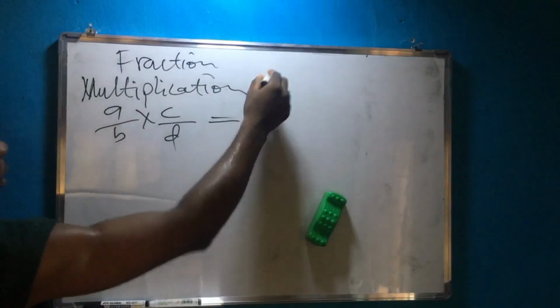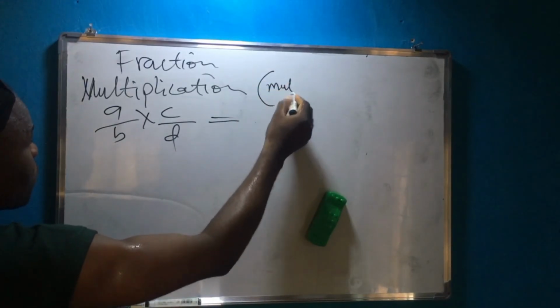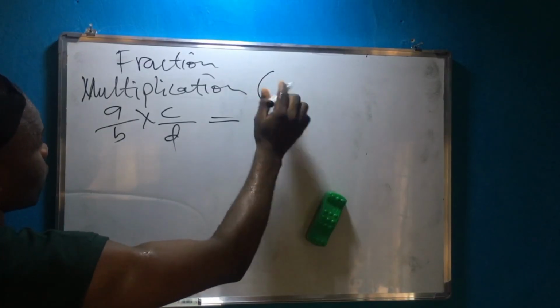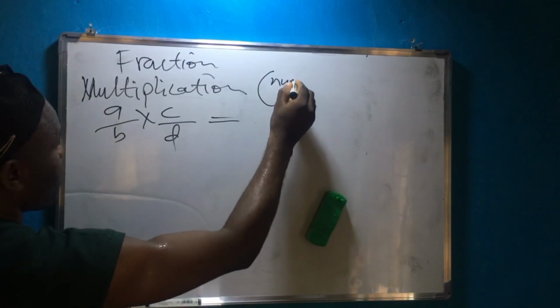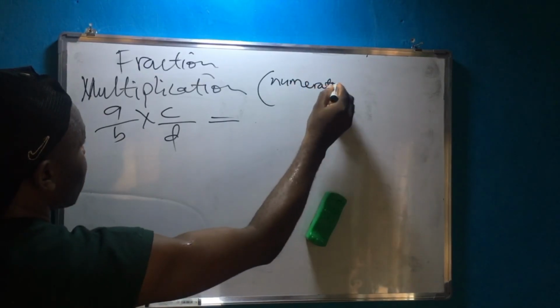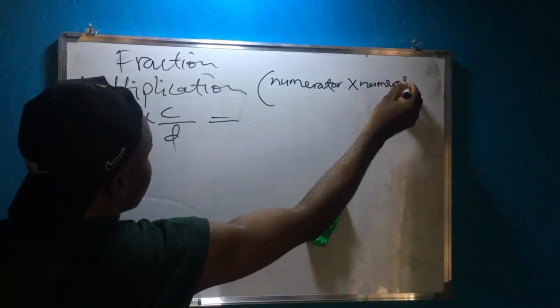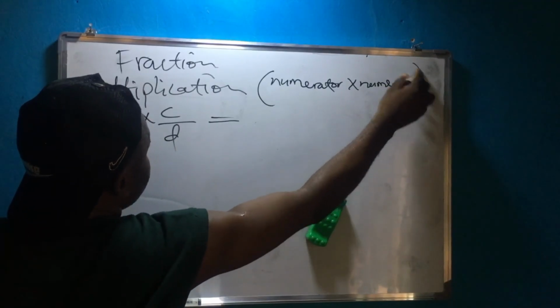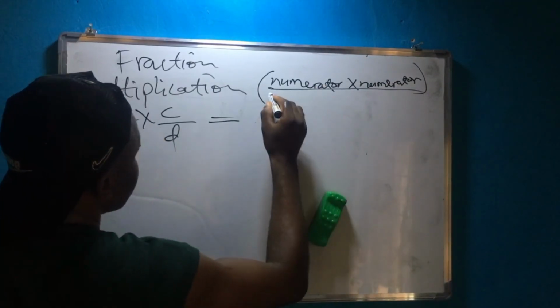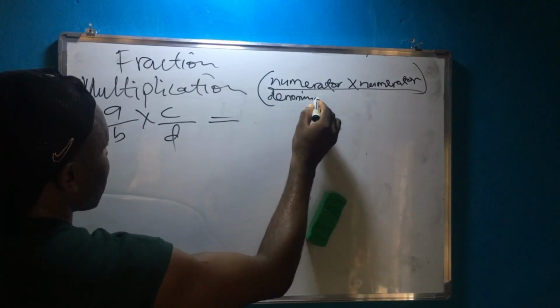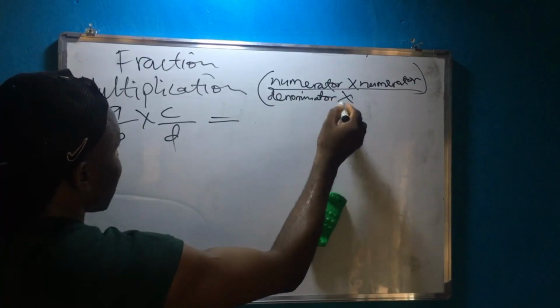Okay, see, multiply numerator times numerator, all over denominator times denominator.